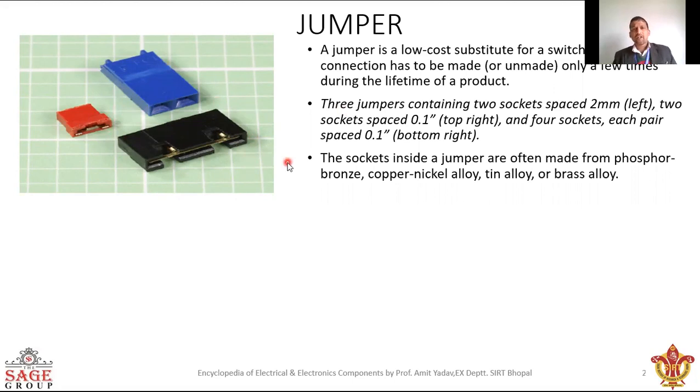And what kind of material are they made of? Basically, the sockets inside the jumper are often made of phosphor bronze, copper nickel alloy, tin alloy, or brass alloy. But sometimes the jumper sockets have gold or silver plating also. Okay.